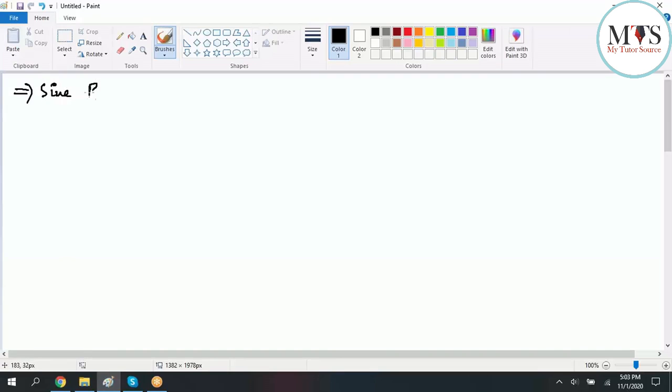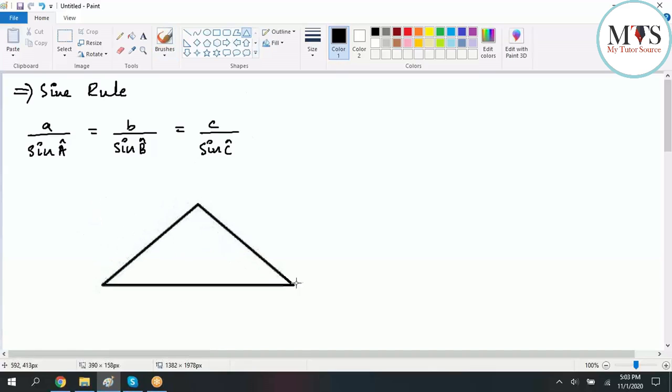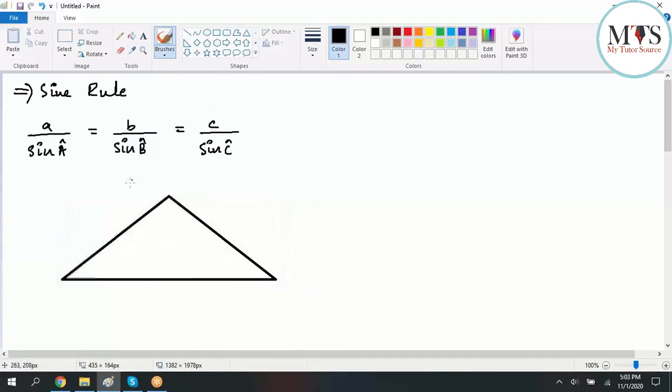Let's start with the sine rule. The formula for the sine rule is a over sine of angle A equals b over sine of angle B equals c over sine of angle C. Now, let's say we have this triangle over here, with angle A, angle B, angle C, side a, side b, side c.